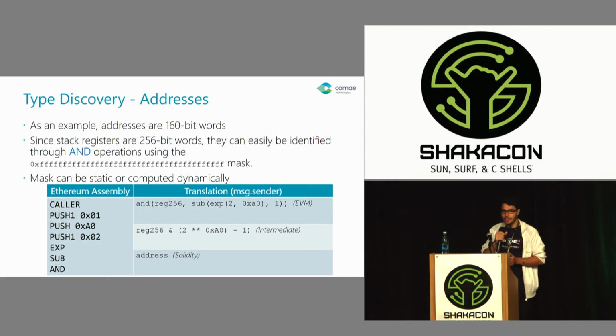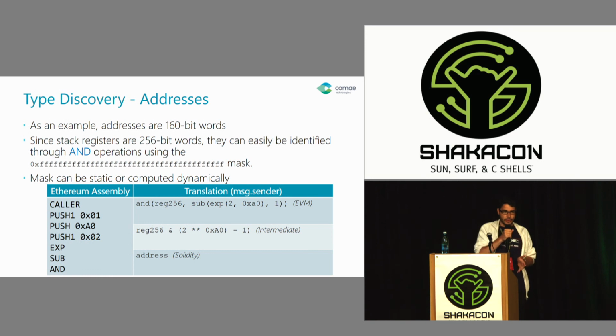Like I mentioned before, when it comes down to type discovery, there are 2 ways to discover types. The first one would be using the symbols, like the ABI symbols I was mentioning before, and the second one would be to actually look at how those variables or arguments are being masked. In the case of addresses, for instance, even though the EVM is working with 256-bit registers, addresses themselves are encoded on only 160 bits. So usually you would see an AND operation with that following mask.